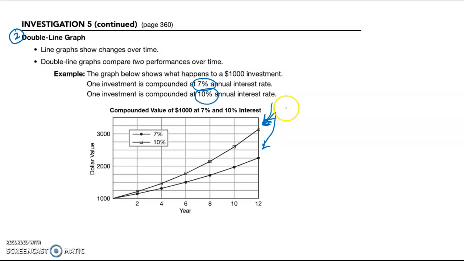Okay. You don't have to understand what compounded annual interest rate is to know that these are two different lines and they're two different accounts, I guess. So you could say one account and the second account that grow at different rates. All right. So double line, double means two. We have two lines, the one at 7% and the one at 10%.